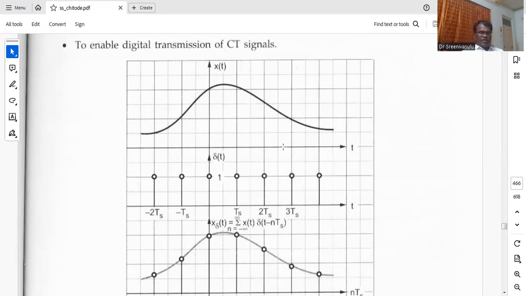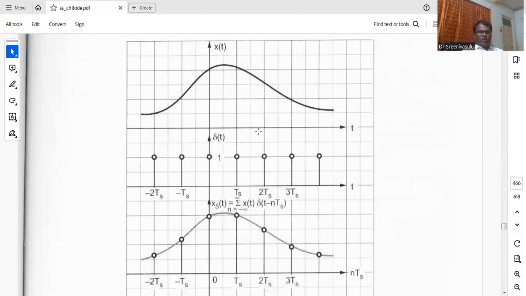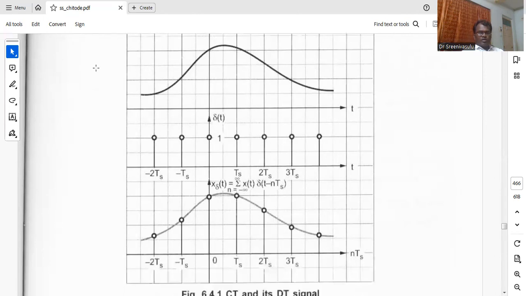Now first see the idea. We have a continuous time signal. It is continuous in both time and amplitude. Continuous means you can get the information on the y-axis if you see at any time instant on the x-axis. So that is the meaning of a continuous time signal.